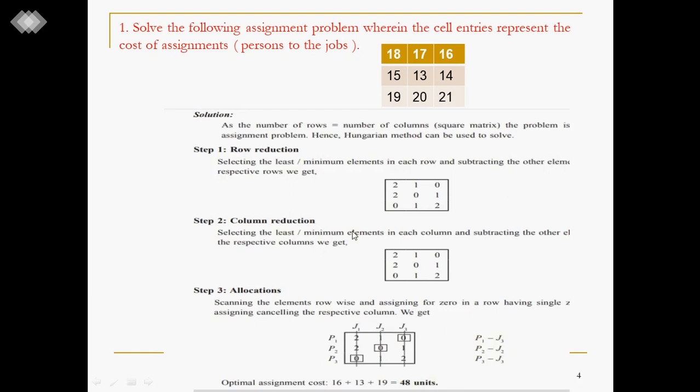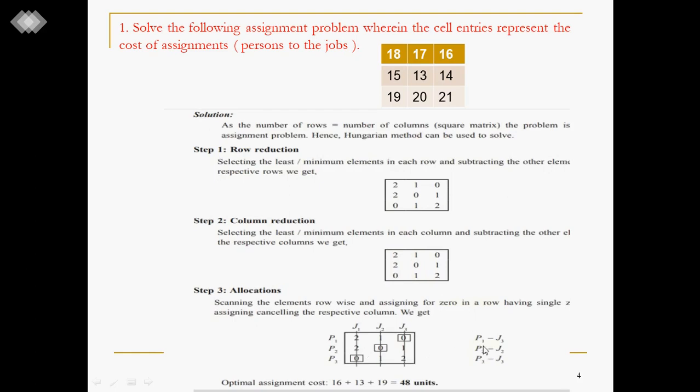Let us quickly glance at what you have done. First, row reduction, then column reduction. Once you get at least one 0 in each row and in each column, that is called the reduced matrix. In other words, after step 2 you will get the reduced matrix which is ready for allocations. You scan the elements row wise. If you have a single 0, you capture that and cancel the opposite column. Second row, when scanning row wise, you cancel the column. Third one, like this. If you have more than one 0, what to do? You will see in the later stage.